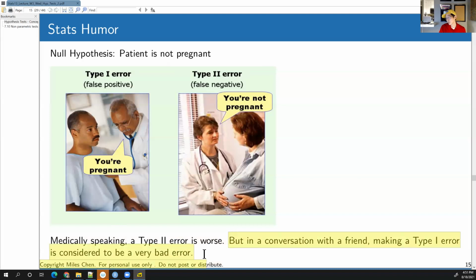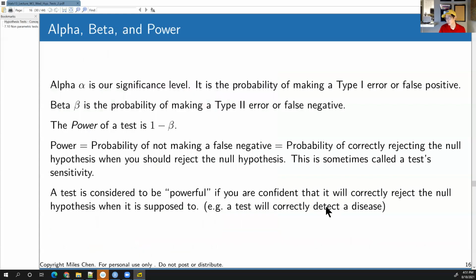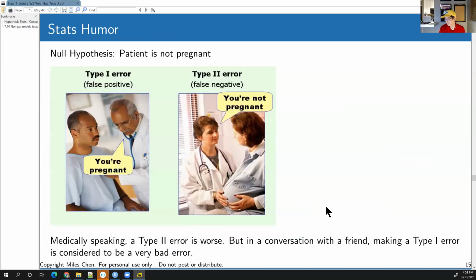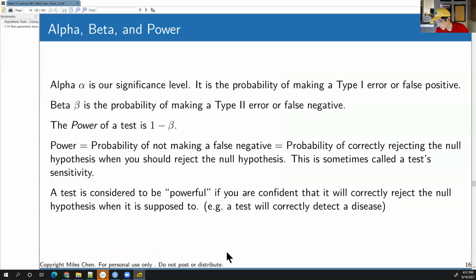But in a social setting, we also know it's not appropriate to ask somebody if they are pregnant, because effectively it's making a comment about their appearance or something. And so, to avoid a type 1 error at all, you just don't even ask anybody if they're pregnant until they tell you, right? So that's that. Okay.